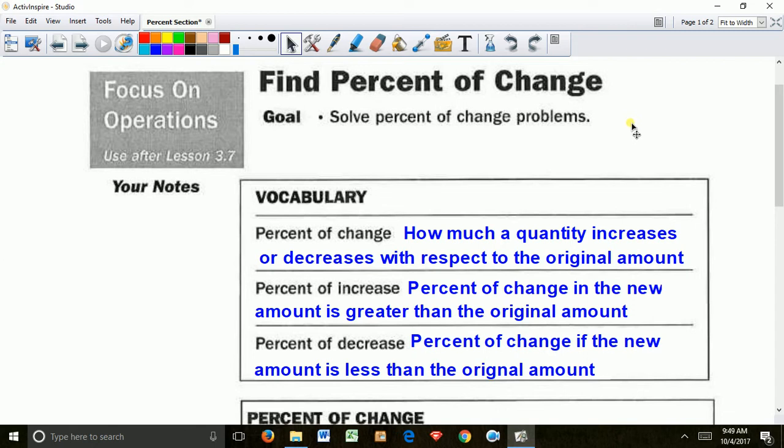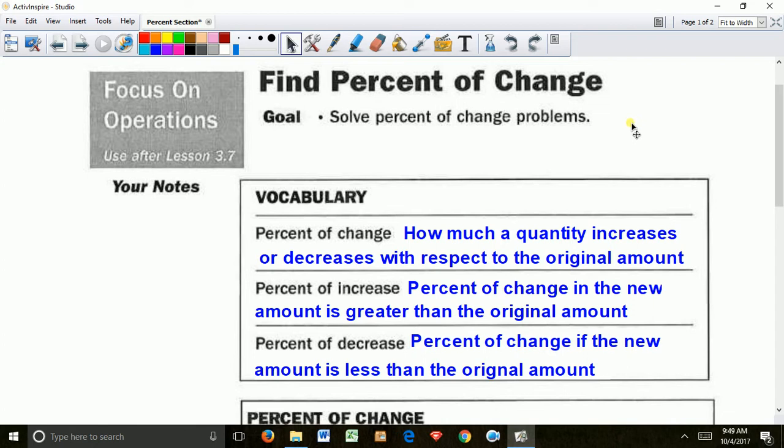In this special section, we're looking at find percent of change. The goal is to solve percent of change problems. Percent of change means how much a quantity increases or decreases with respect to the original amount. So we're talking about percent of increase versus percent of decrease.